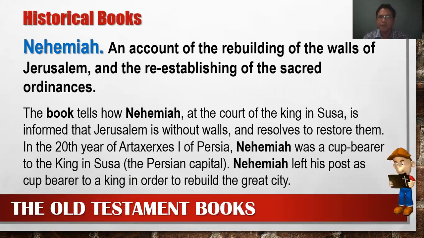The book of Nehemiah is an account of the rebuilding of the walls of Jerusalem and the reestablishing of the sacred ordinances. Nehemiah was a cupbearer of the king in Susa, the Persian capital. So Nehemiah left his post as cupbearer to a king in order to rebuild the great city of God.